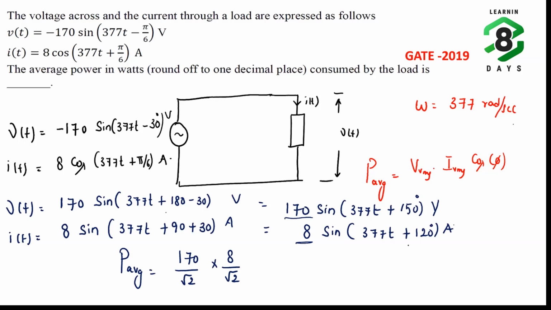And what is the angle difference between the current and voltage signal? It is 30. Either plus 30 or minus 30, it doesn't matter, because cos of minus theta is also cos theta. So directly you can write the angle difference between these two signals is 30. So this would become your answer. Your answer will become 588.89 watt. This is your average power.